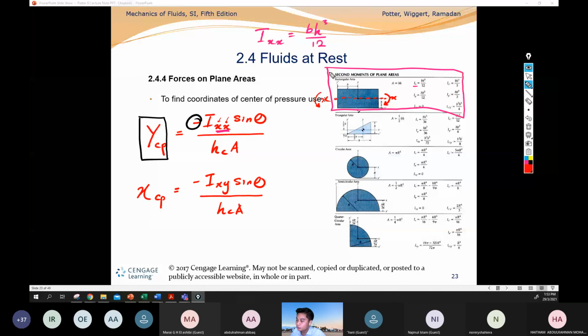So how do we differentiate where b is and where h is? For this case, can you see? This is I_XX, so just plug in the value of b and the value of h cubed, then you will find the answer. Normally for these values you can refer to the table.